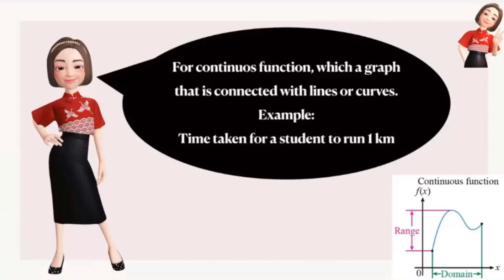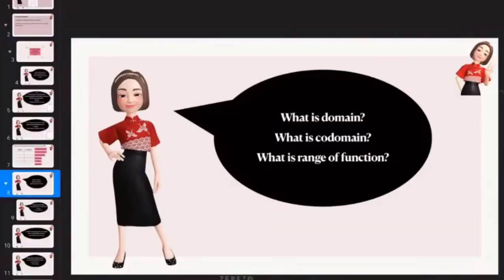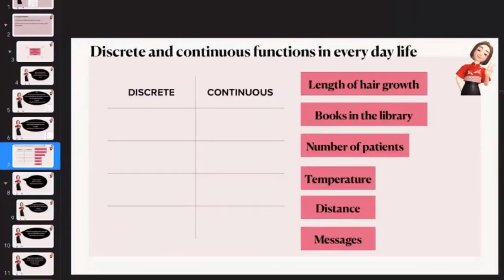Okay, so any next? Cikgu nak bagi dah contoh ni, ada beberapa. There's 1, 2, 3, 4, 5, 6. I want you to tell me which one is discrete and which one is a continuous function. Cikgu kena buat drag and drop, so I tak boleh buat presentations. Length of your hair growth, is it considered discrete or continuous?